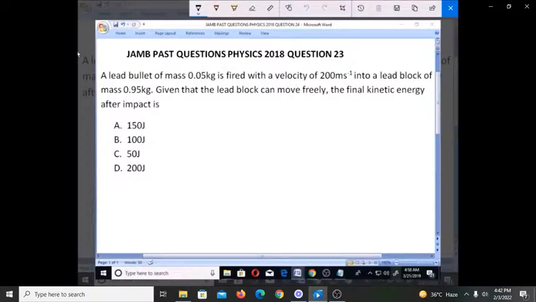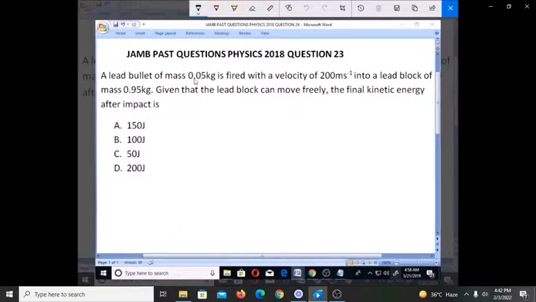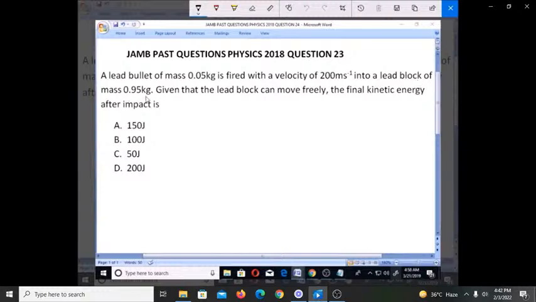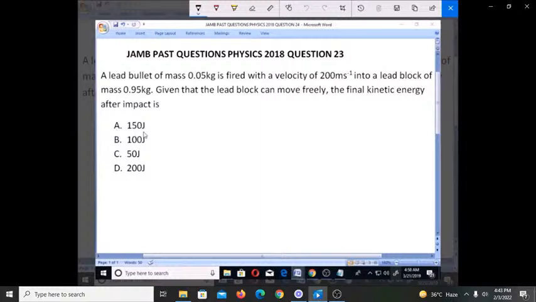Welcome. Let's look at this JAMB Past Question Physics 2018, question number 23. A lead bullet of mass 0.05 kilogram is fired with a velocity of 200 meters per second into a lead block of mass 0.95 kilogram. Given that the lead block can move freely, the final kinetic energy after impact is A, 150 joules, B, 100 joules, C, 50 joules, D, 200 joules.